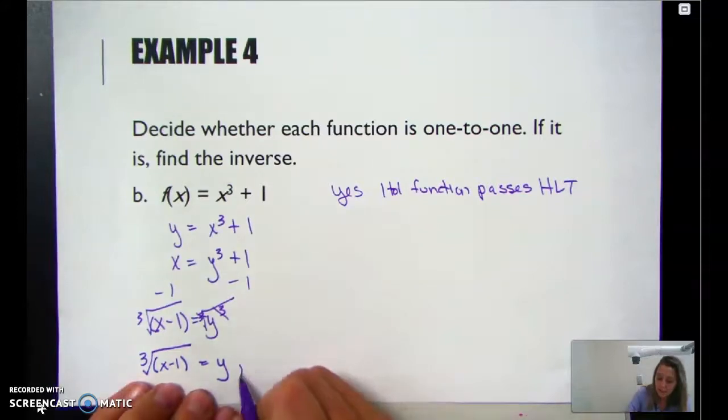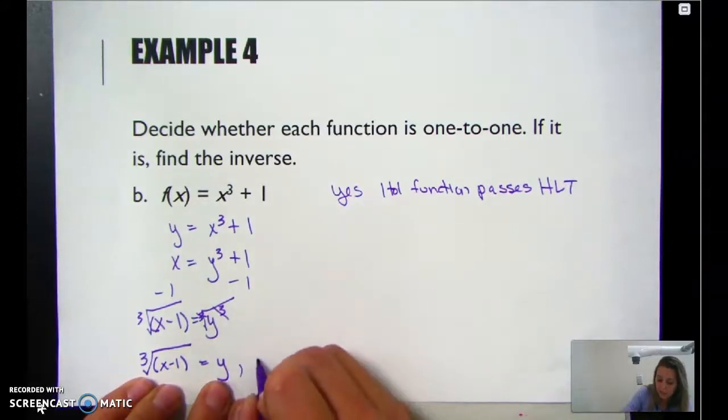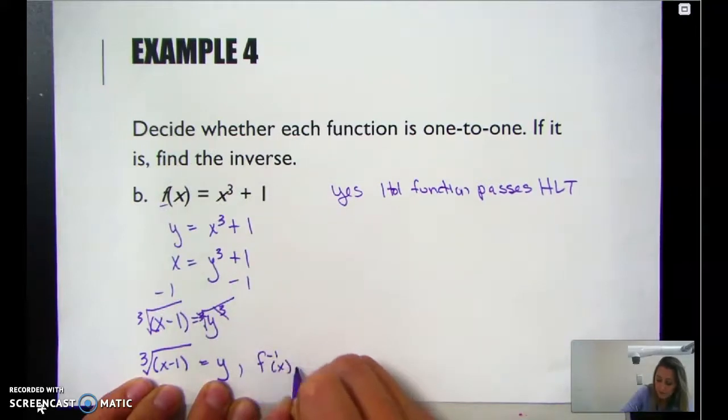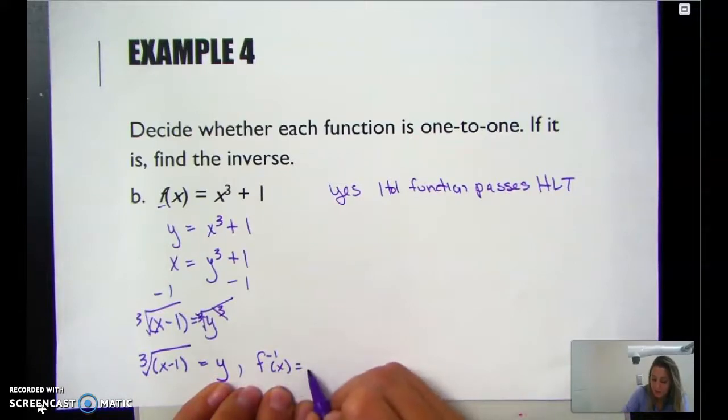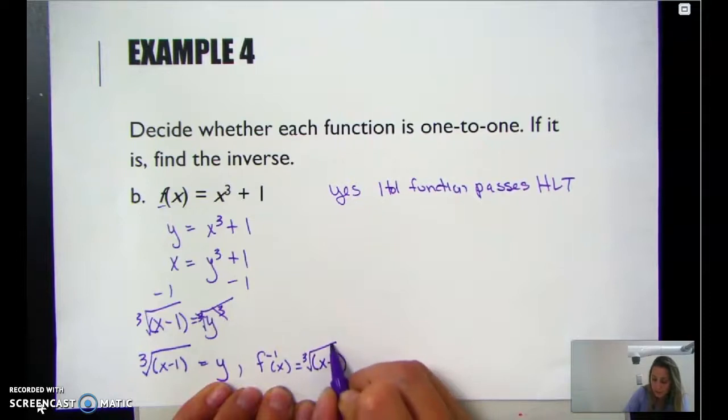All right, so then my last step is to rewrite it in inverse function notation. So the inverse of the f function is the cube root of x minus 1.